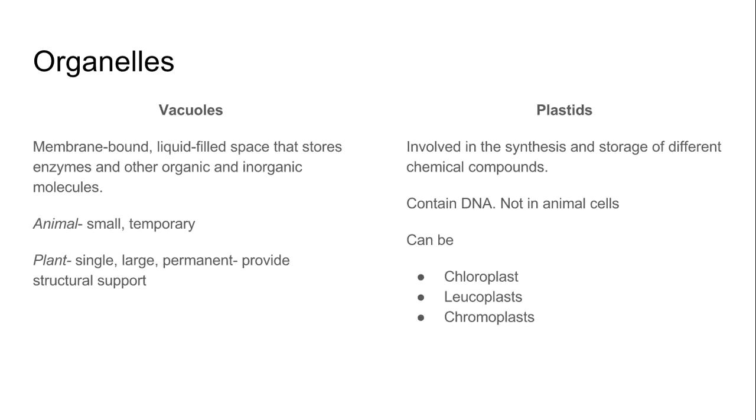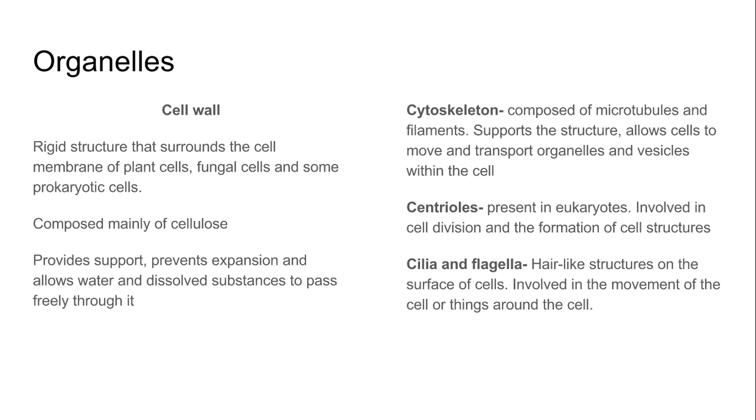We then have vacuoles, which are membrane-bound spaces which can store enzymes and other materials. In animals, these vacuoles are small and usually temporary, and then in plant cells, there's usually just one large permanent vacuole, and this is really important for the structural support of plants. We then also have plastids, which are involved in the synthesis and storage of chemical compounds, and these might be referred to as either chloroplasts, luteoplasts, or chromoplasts.